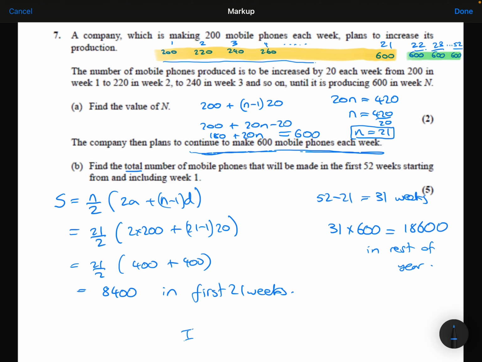So in total, we get 8,400 plus 18,600, which gives 27,000 as the total number of mobile phones that were made in those 52 weeks.